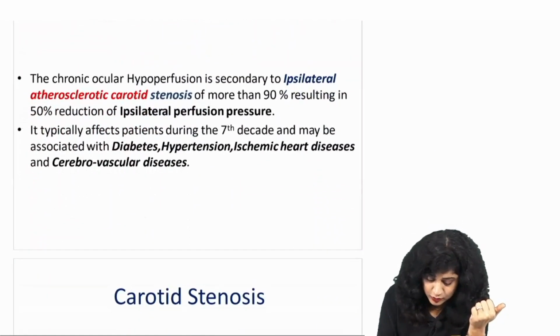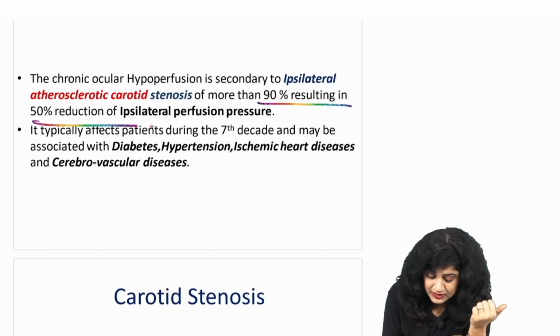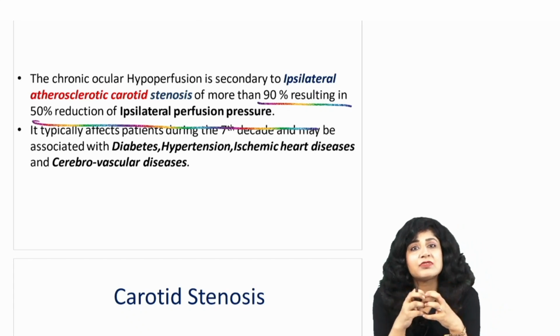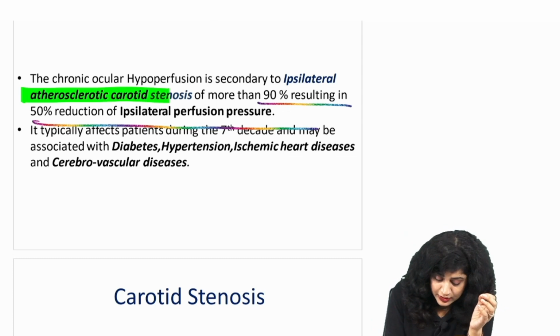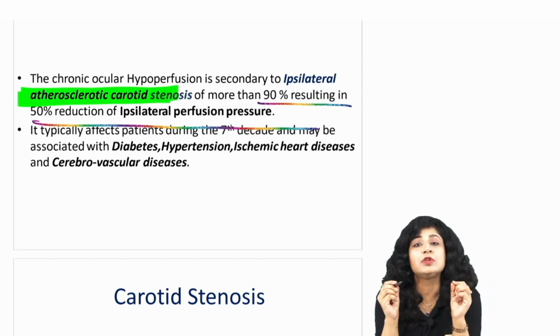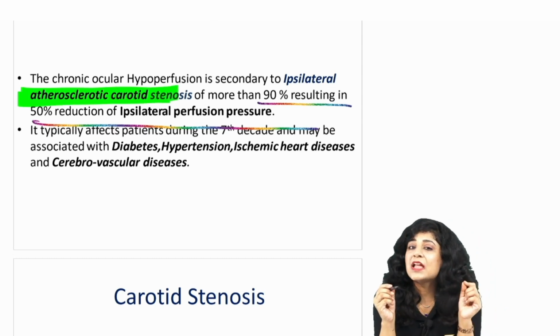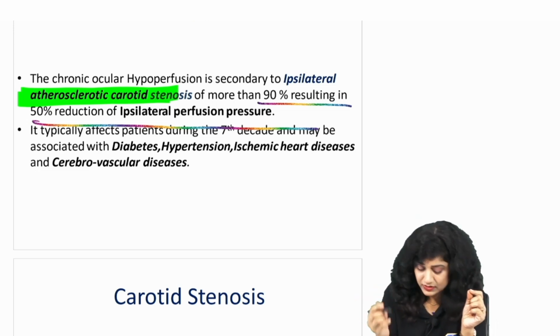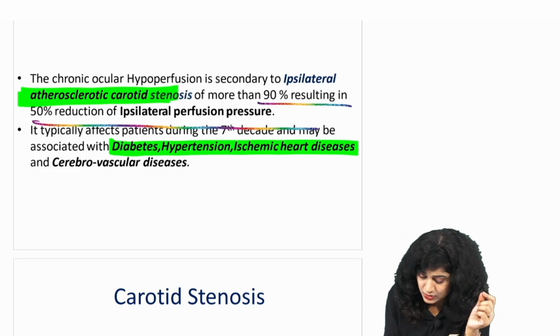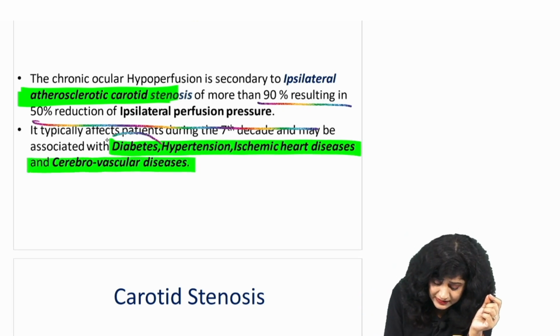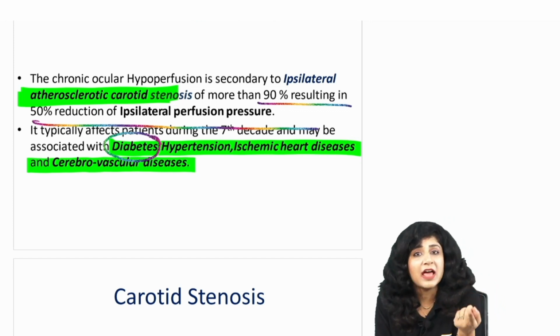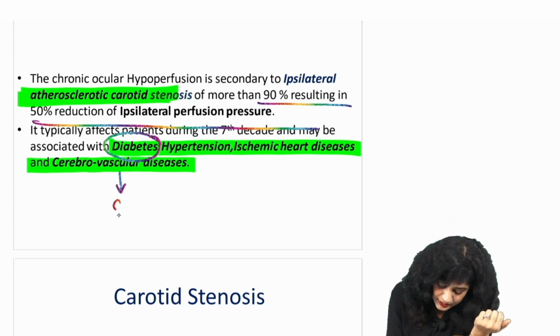So what is the pathogenesis? More than 90% stenosis of the carotid artery, so it is not able to work. There is most commonly atherosclerosis. Another important thing you need to know related to it is atherosclerosis, and many times they will also give you the risk factors, which are diabetes, hypertension, ischemic heart disease, and cerebrovascular disease. Like diabetes is given in our question. Cerebrovascular disease, I told you, it can be a question of stroke also.